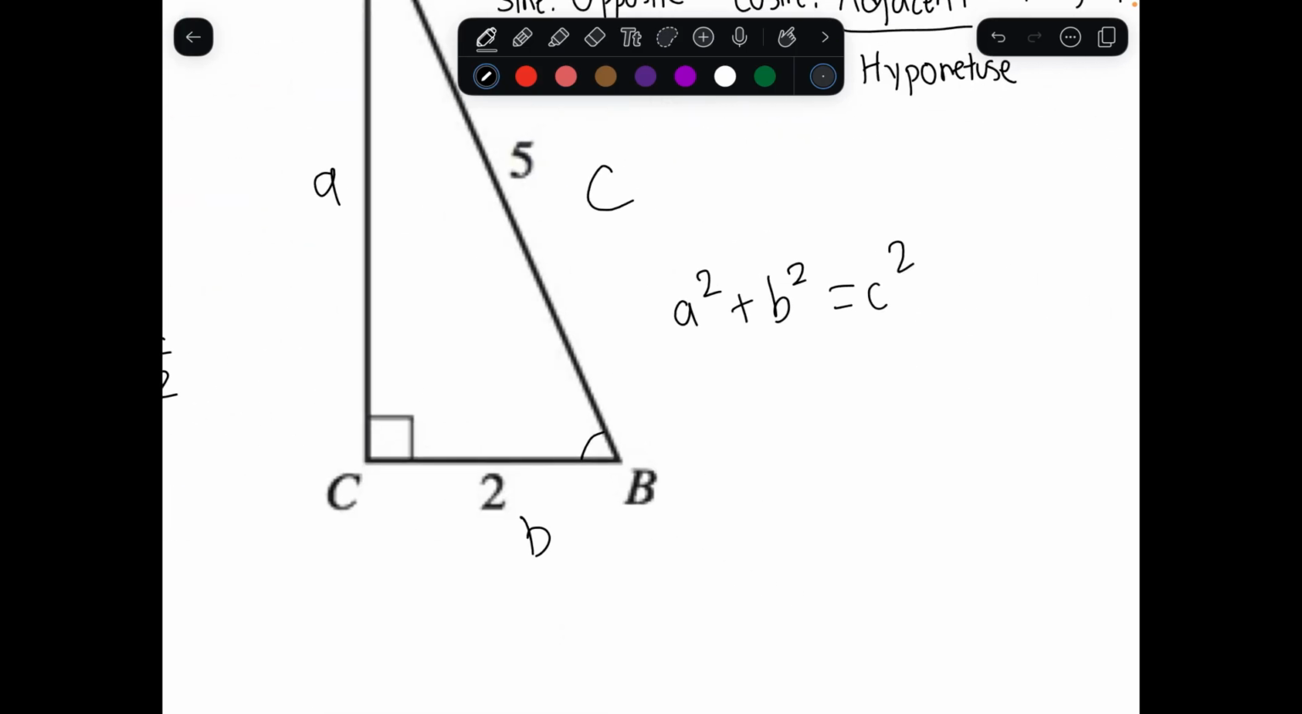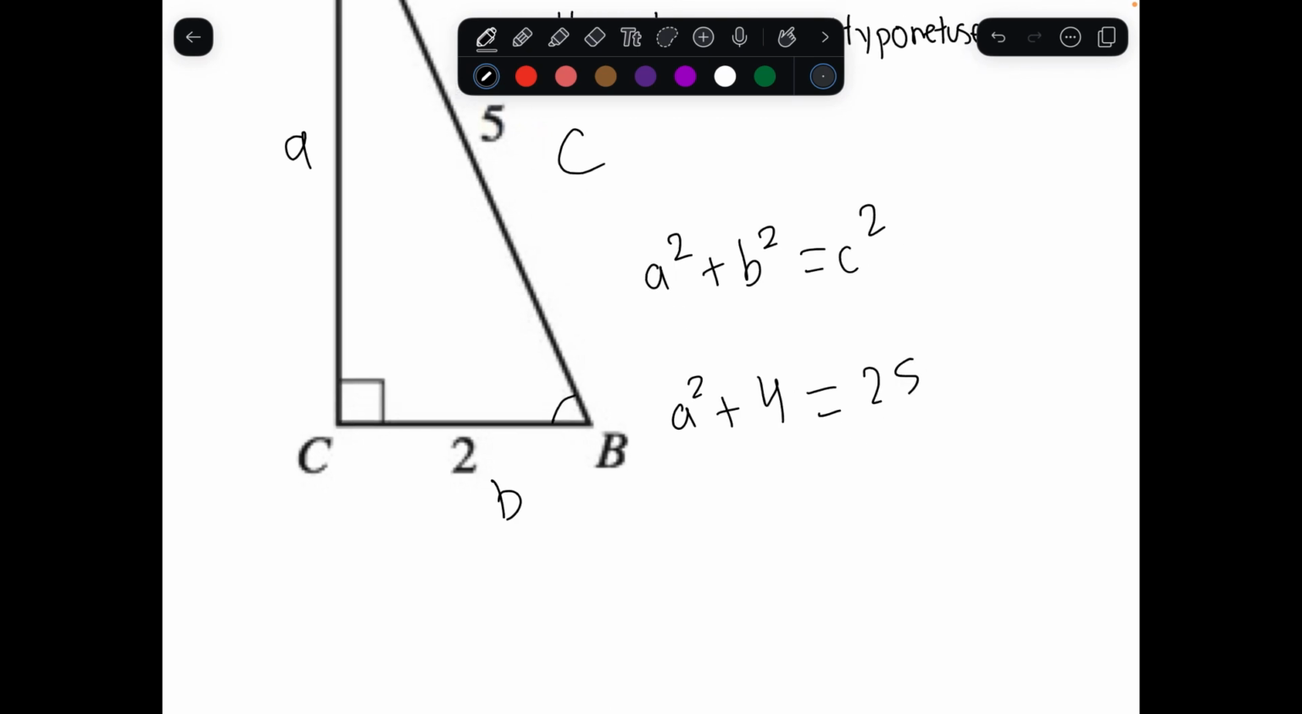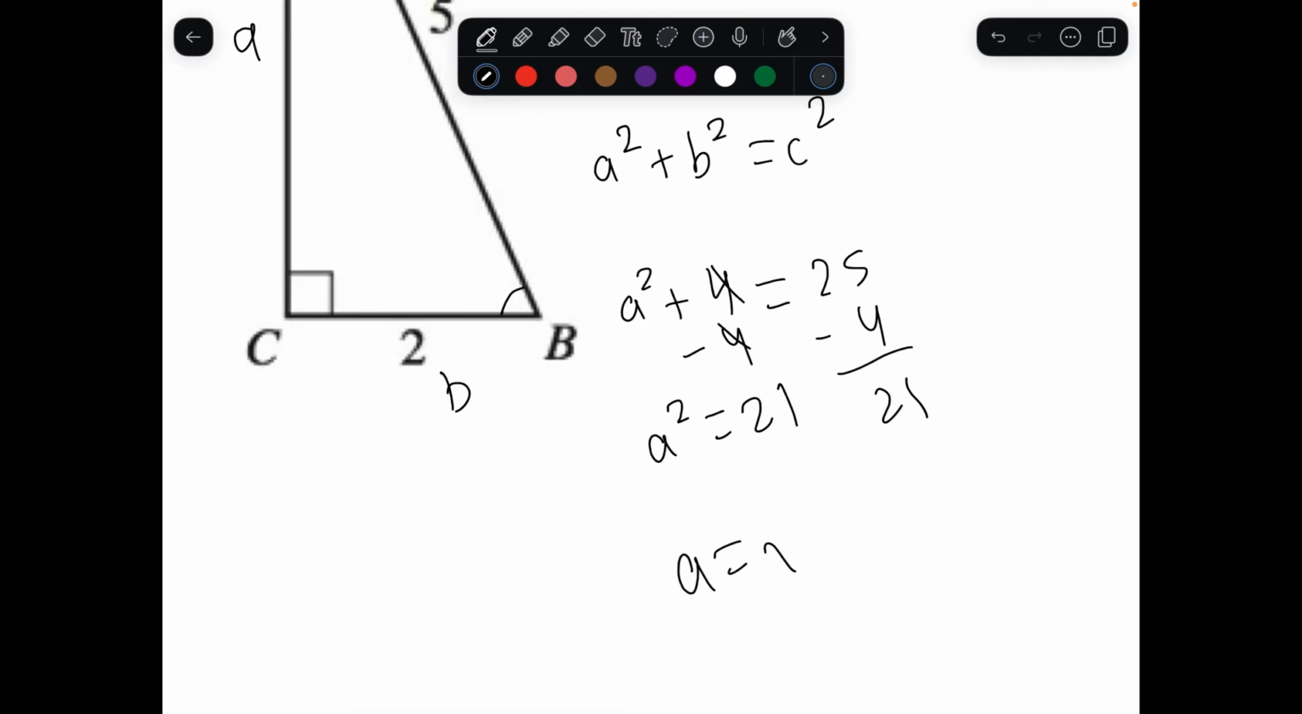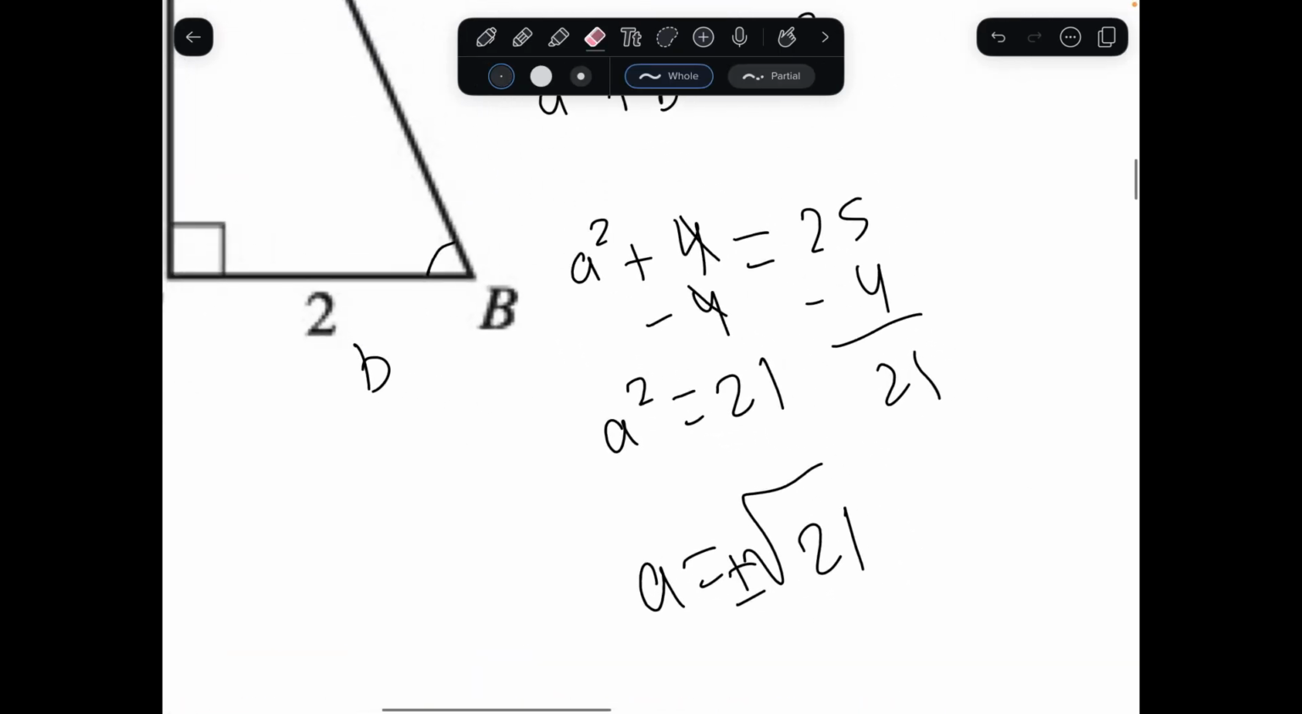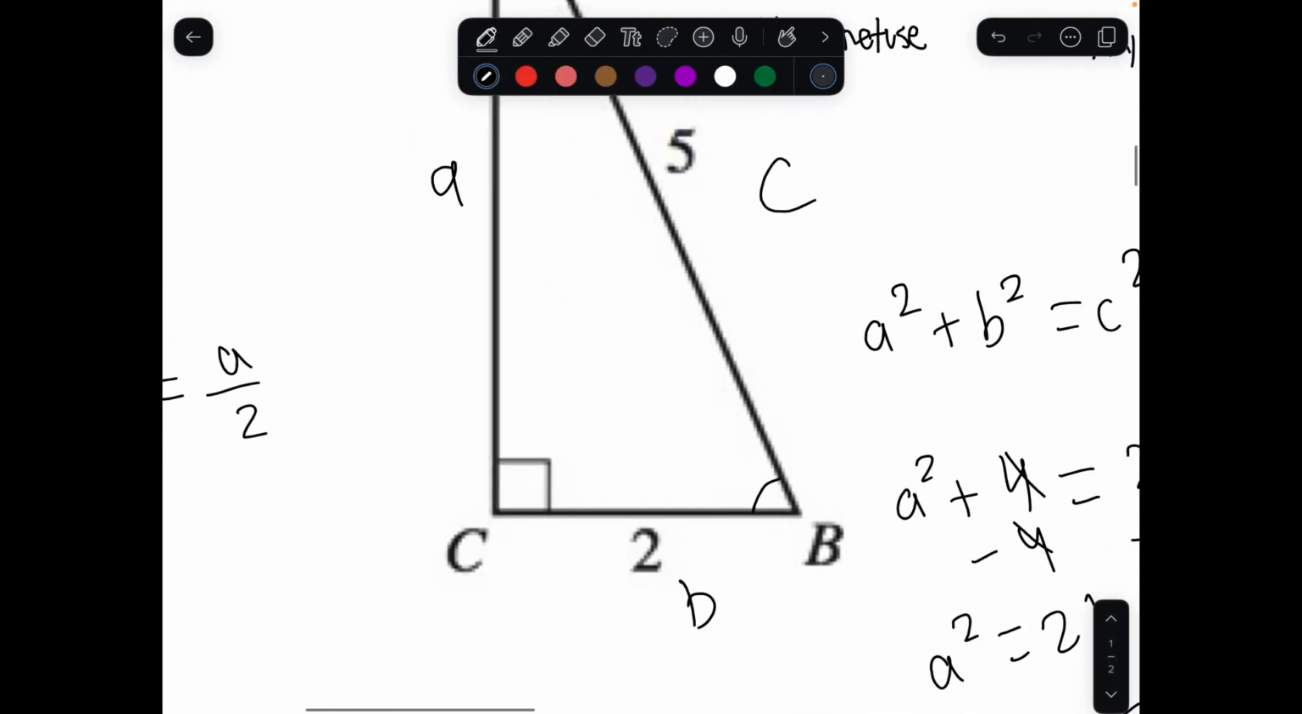So we know b is 2, so it's going to be a squared plus b squared. Since b is 2, it's going to be 4, which equals c squared. And c is 5, so that's going to be 25. And if we solve for a, we get a equals root 21, plus or minus. But remember, a side can't be negative, so it's just going to be positive root 21.